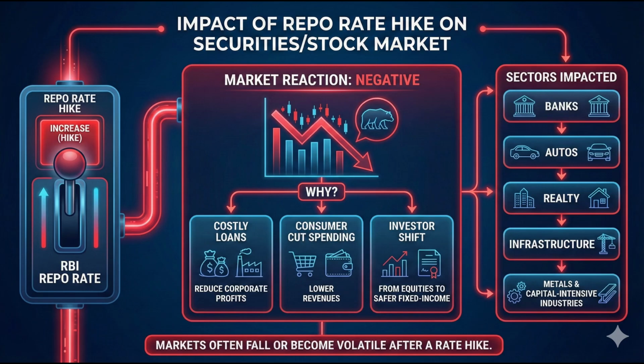B. Impact on securities, stock market. Stock markets usually react negatively to a repo rate hike. Why? Costly loans reduce corporate profits. Consumers cut spending, lower revenues. Investors shift from equities to safer fixed income instruments. Sectors that get impacted: banks, autos, realty, infrastructure, metals, and capital-intensive industries. Markets often fall or become volatile after a rate hike.